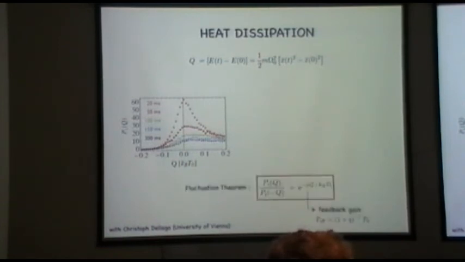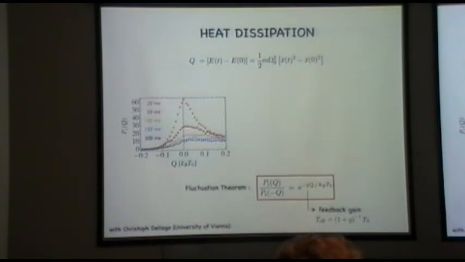Then what does the fluctuation theorem say? It says that if I look at these probability distributions, it doesn't matter which one I pick, I just freeze the time. Let's say I pick 100 milliseconds. This is independent of the time. So I take the distribution, let's say for the green curve, I go to the positive value, 0.1, and I go to the negative value, minus 0.1, the ratio of which should correspond to such an exponential factor.